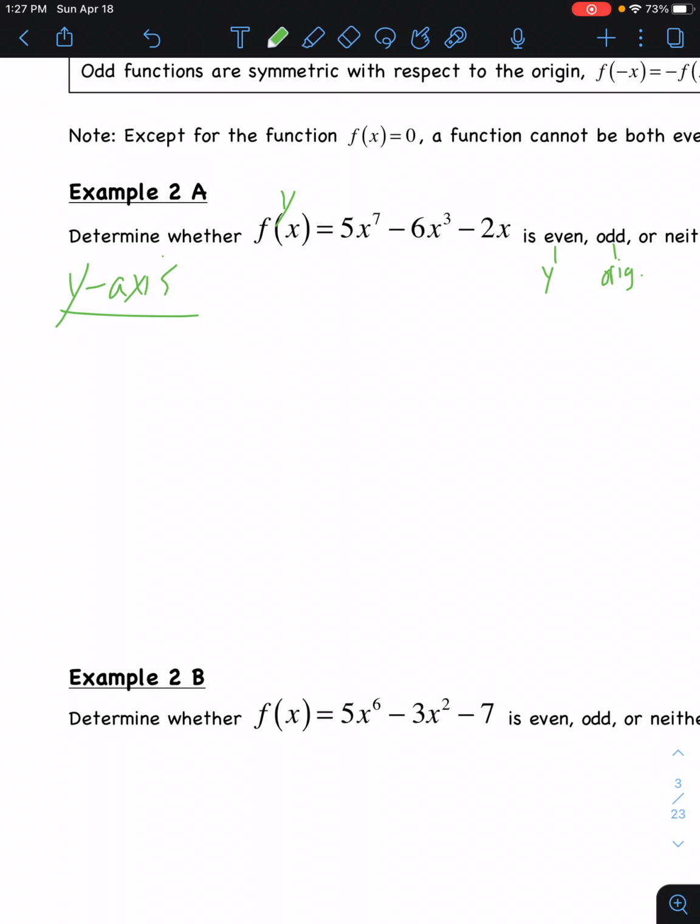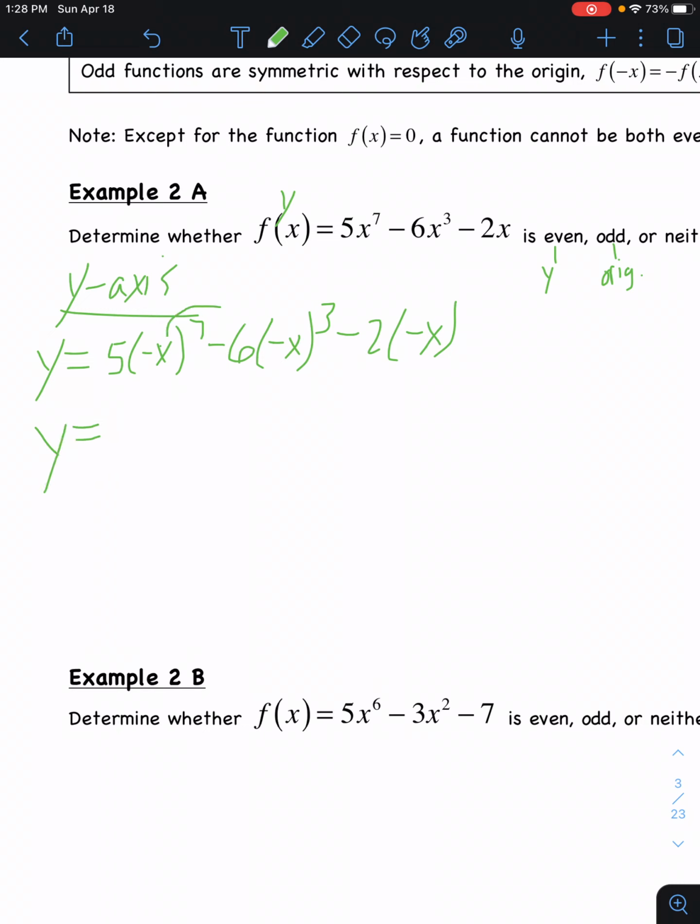So we're going to test if it's symmetric with respect to the y-axis first. We learned in part 1 that to test this, we need to change the x's to negative x. So I'm going to do that now, and now I'm going to simplify. Remember that if it turns back into the original function, we would put a yes there. Unfortunately, we're going to get a no.